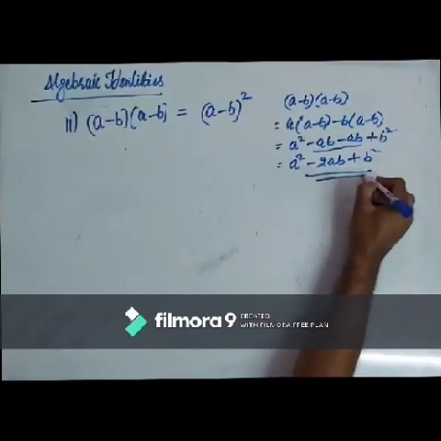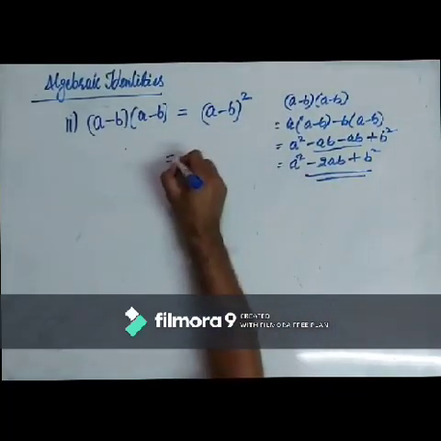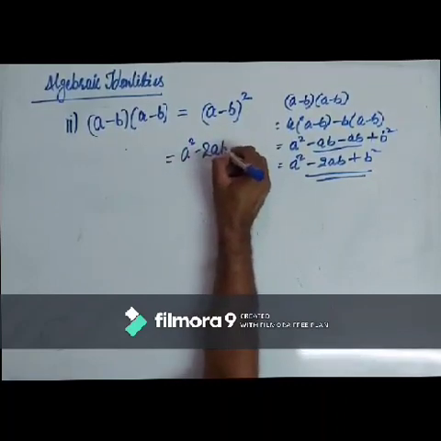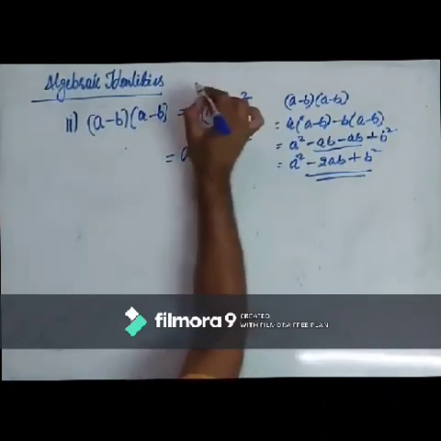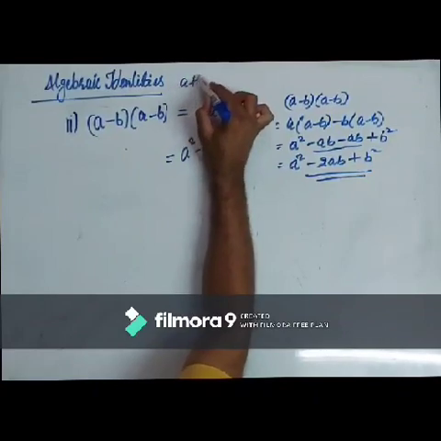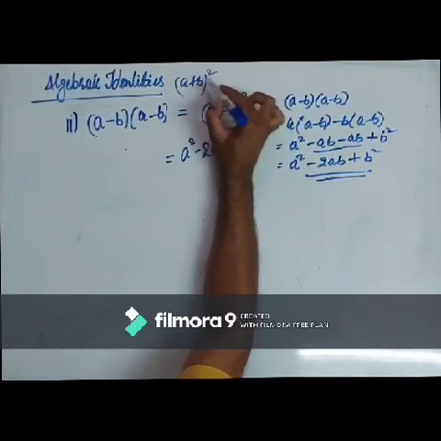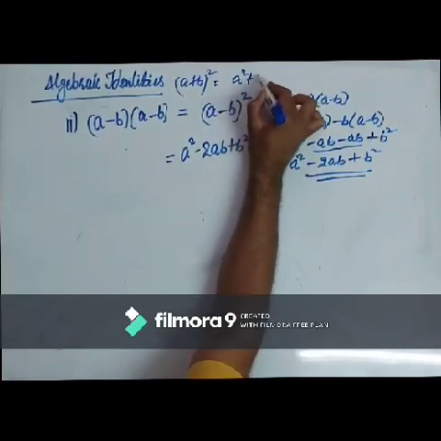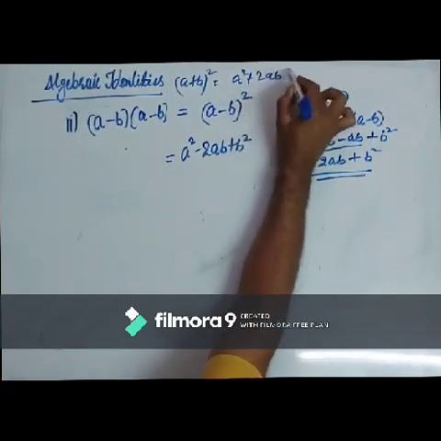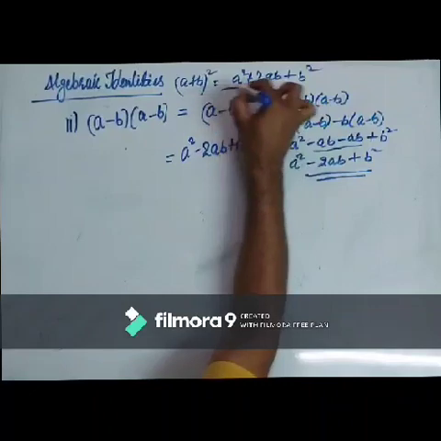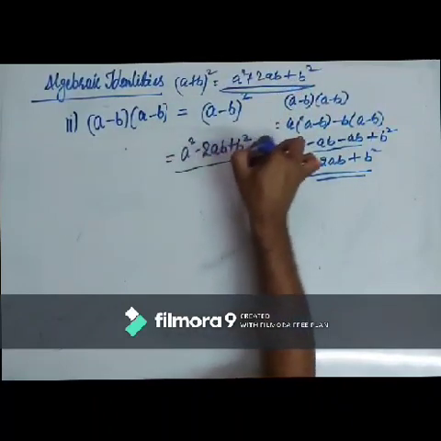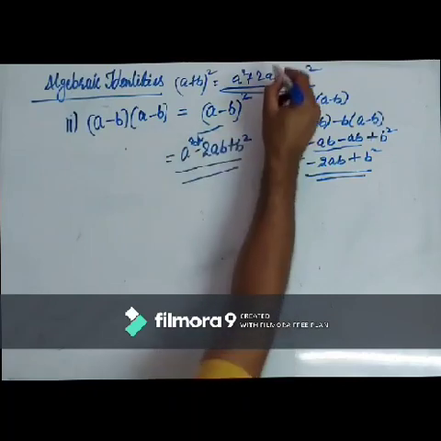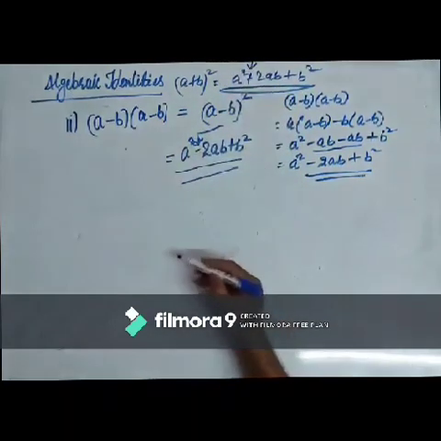So if we somehow remember it, then we will have a simple answer: a square minus 2ab plus b square. The previous identity was a plus b whole square, that was a square plus 2ab plus b square. So these two are a little bit the same. Here we have a negative sign with 2ab and here we have a positive sign with 2ab.